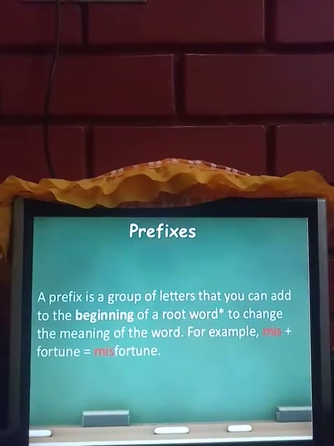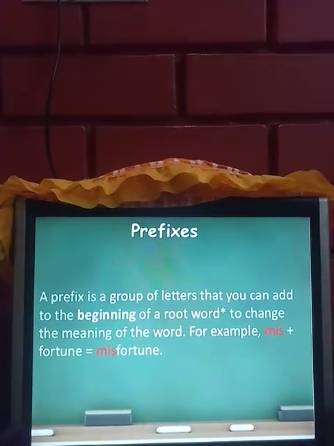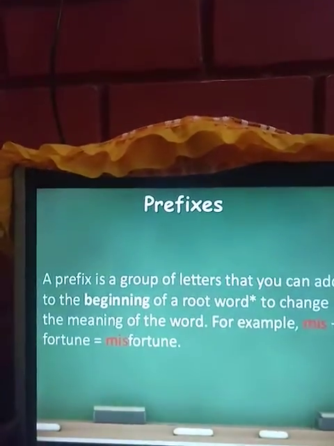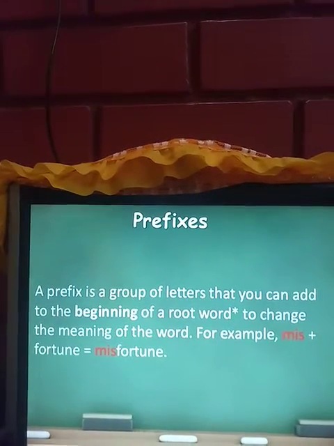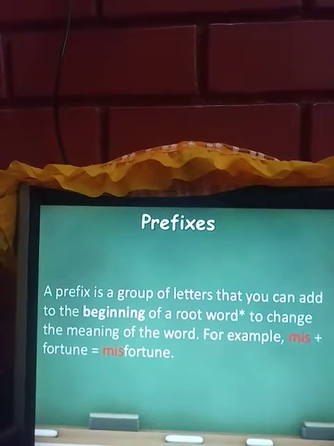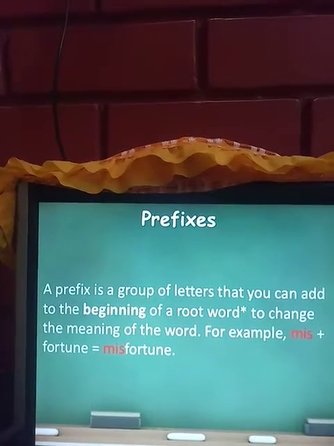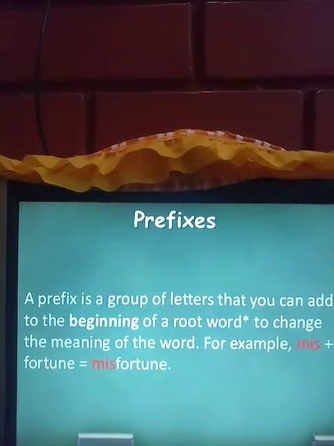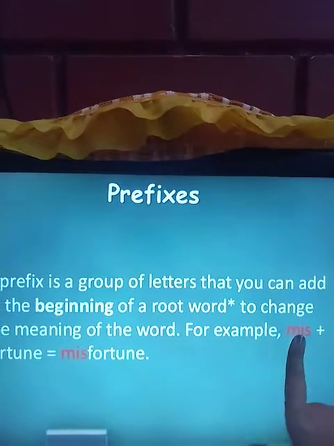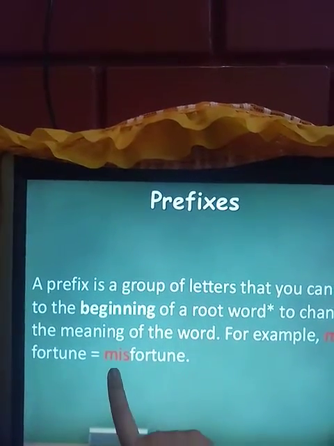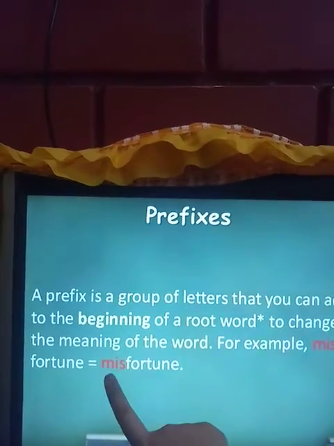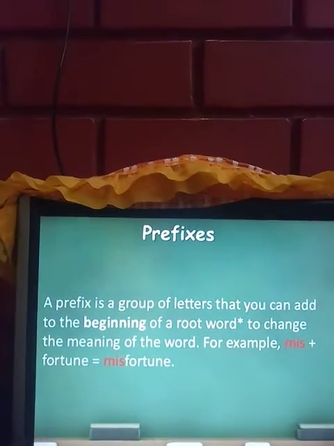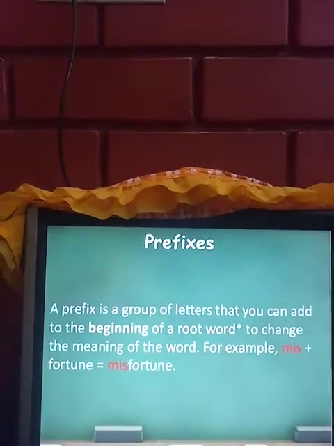So what is a prefix? A prefix is a group of letters that you can add to the beginning of a root word to change the meaning of the word. For example, mis plus fortune turns misfortune. So when you add a group of letters to the beginning of the root word, like in this example, mis is added to fortune, so misfortune. So when it is added to the beginning of the root word, it is a prefix. Is it clear? Let us go to some examples.